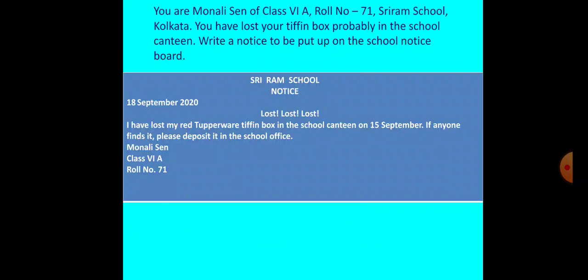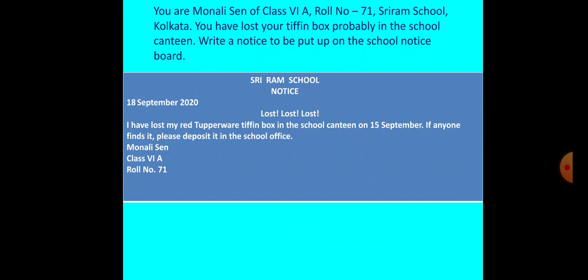Now we will have a look at one example of notice writing, which is from your textbook. You are Monali Sen of class 6A. Your roll number is 71 from Shri Ram School, Kolkata. You have lost your tiffin box, probably in the school canteen. Write a notice to be put up on the school notice board.